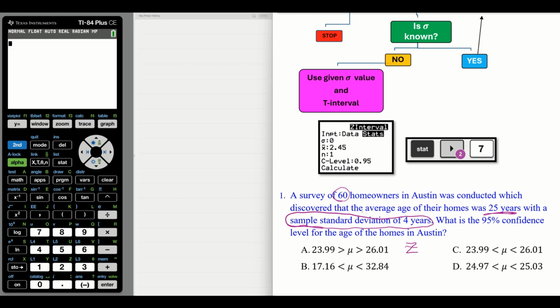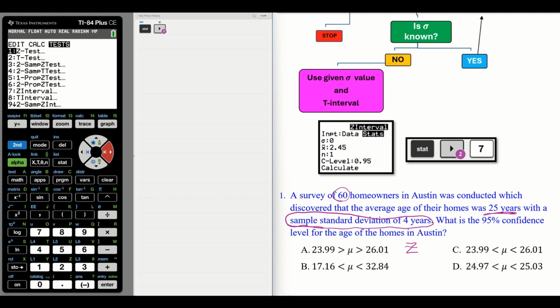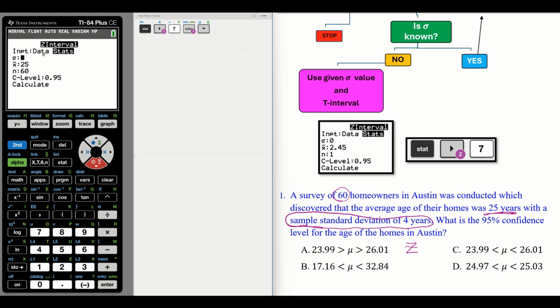Okay. So we are saying stat, move over. You see there, that's what we're doing. And we need number 7 for our z. Now for this, you can't push enter. If I push enter, it does nothing. You have to arrow down. The reason they do that is you have to decide if you're going to use stats, meaning statistics, given information, which is what we're doing, or using data. We're not using data. So we need to move over, go down.